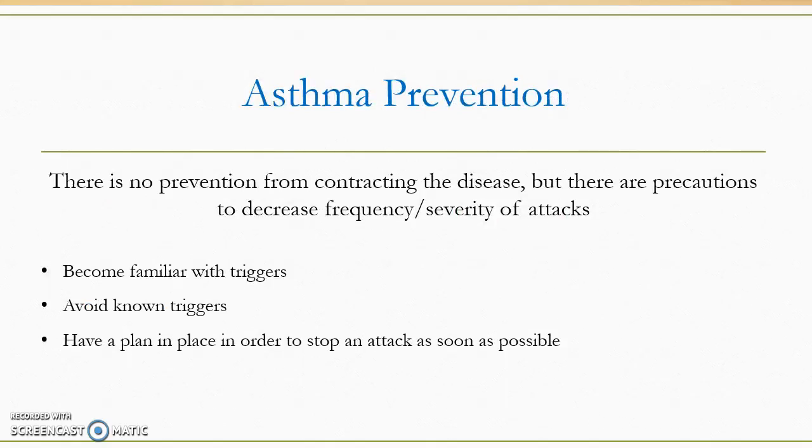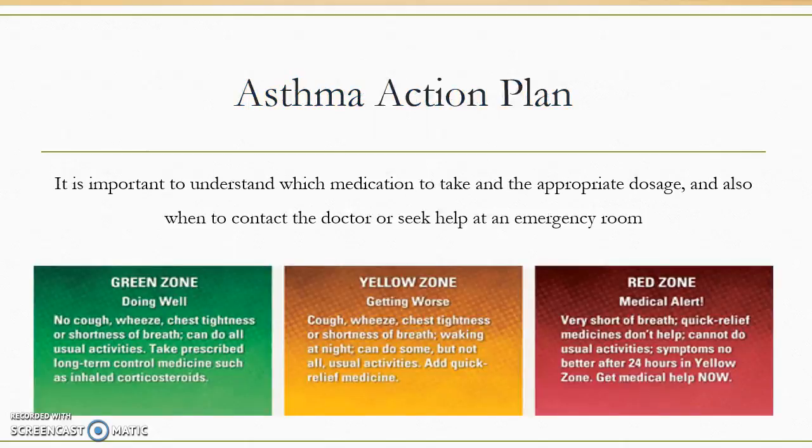There is no prevention from contracting the disease, but there are precautions to decrease the frequency and severity of the attacks. Become familiar with triggers. Avoid known triggers, and have a plan in place in order to stop an attack as soon as possible. Having an asthma action plan is important, as it is important to understand which medication to take and the appropriate dosage, and also when to contact the doctor or seek help at an emergency room.